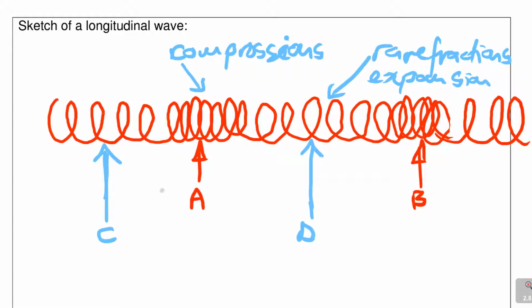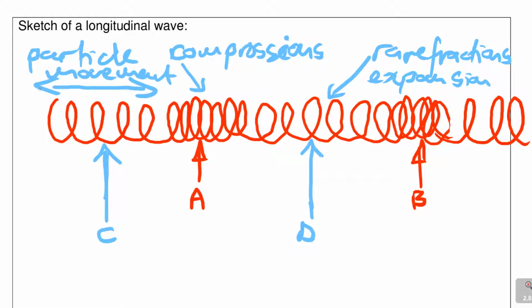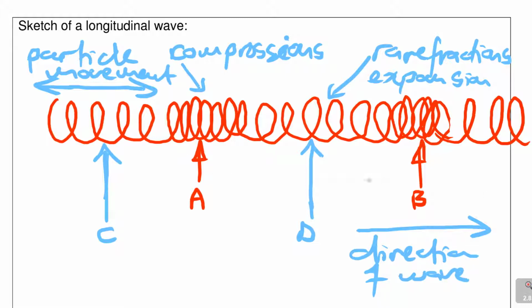With the compressions and rarefactions, one thing you need to know about a longitudinal wave is that the particles move to and fro. This is the particle movement. That's what makes it unique. They move to and fro. Don't forget that. And then the propagation of the wave is the direction of the wave. The wave is moving in this direction. In other words, the energy is moving in that direction. What is unique is that the movement of the particles and the direction of the wave are parallel to each other.